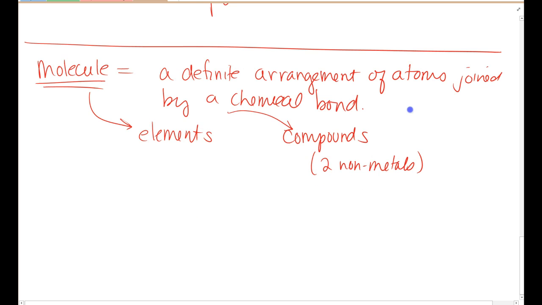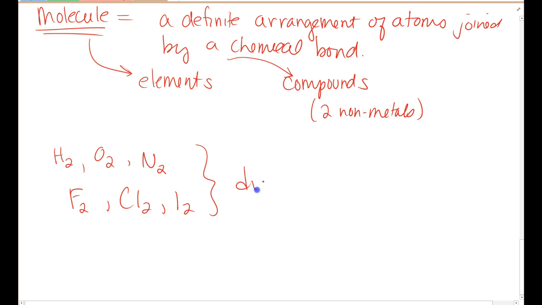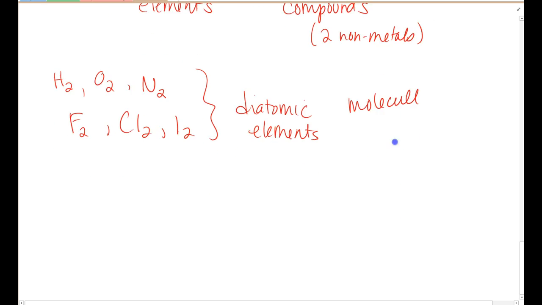So some examples of molecules, you have H2, O2, N2, F2, Cl2, and I2. These are called the diatomic elements. When they're in nature, they're not alone. They're usually bonded to another of their own atoms. So they're called the diatomic elements. They are a molecule, but not necessarily a compound, because the definition of element is all the same type of atom.